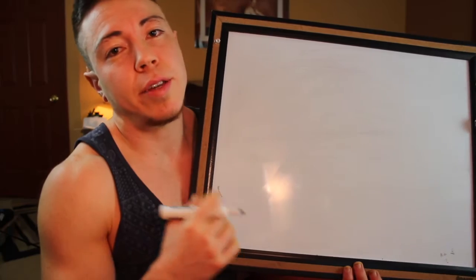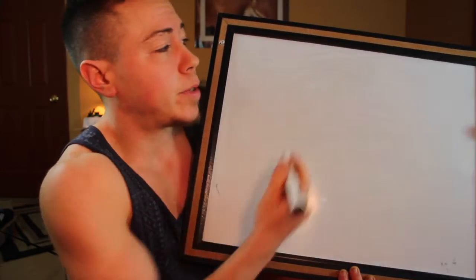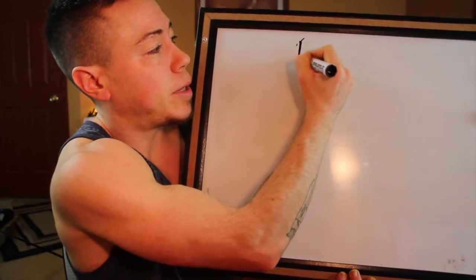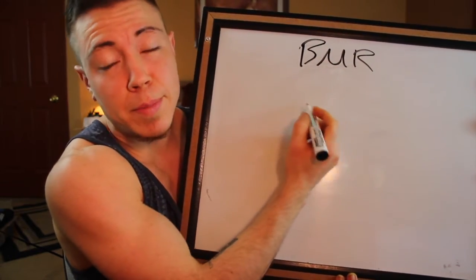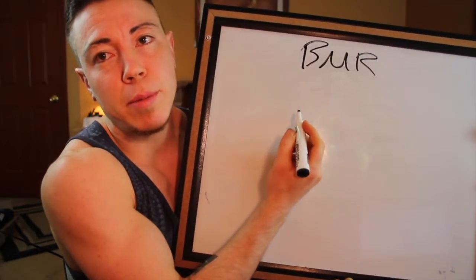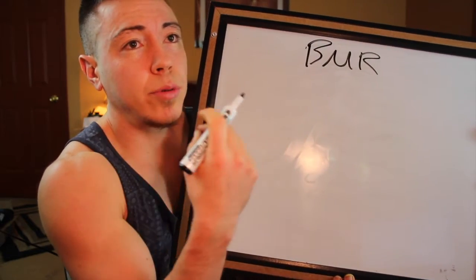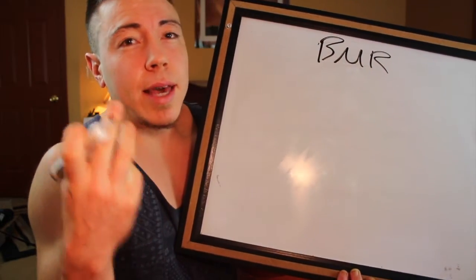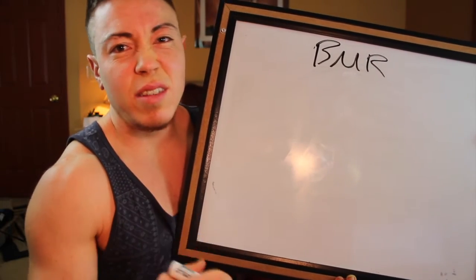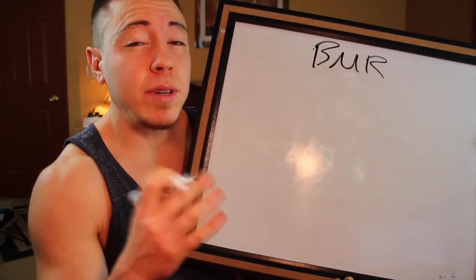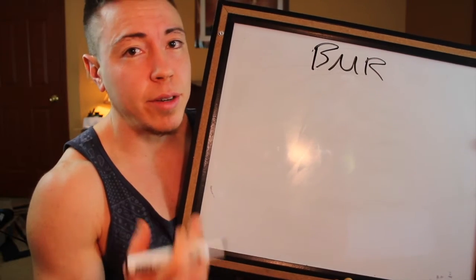So in order to find your macros that are specific for you, we need to find something called your BMR. So this is your basal metabolic rate, and this is your body's energy needs at rest. It's just your body, like if you did nothing all day long and stayed in bed all day long, you would need this many calories to maintain your weight.